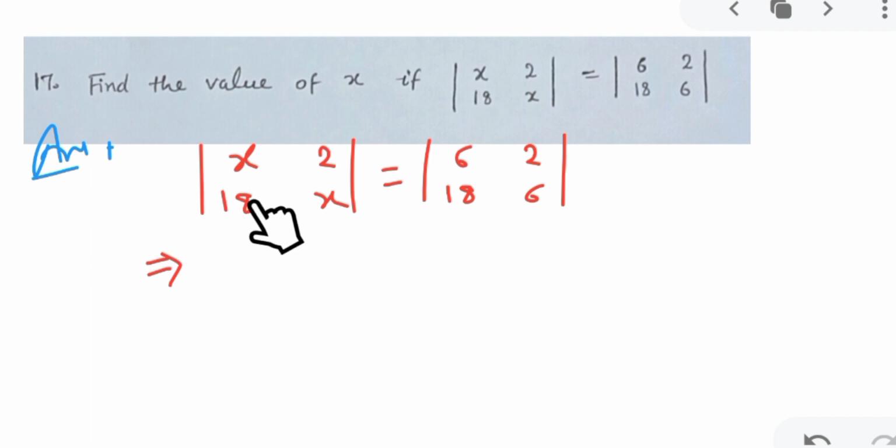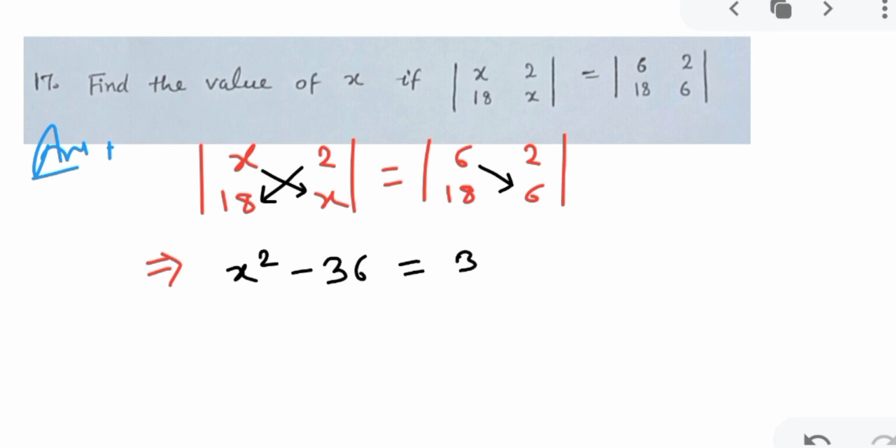Now, the left side determinant will give a value. So you know how to find the determinant value, x into x. So x into x will be x square and minus 2 into 18. 2 into 18 is 36. I am writing directly 2 into 18, 36, equal to. Similarly, for the right side, 6 into 6. This is the way to find the determinant value. 6 into 6 will be 36 minus this 2 into 18. Correct? 2 into 18 will be 36.